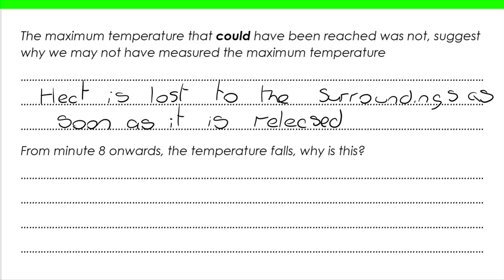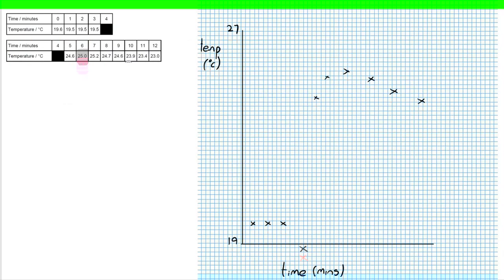But actually, that also poses a problem, because the minute that the temperature goes up and heat energy starts to go out to the surroundings, that heat energy starts to be lost to the wider surroundings. So what we never really see is the maximum temperature that we could have got to without heat loss. And then after 8 minutes, we notice the temperature starts to fall.